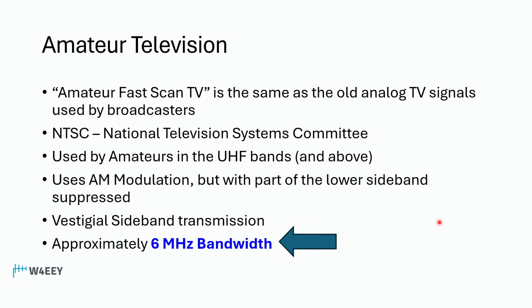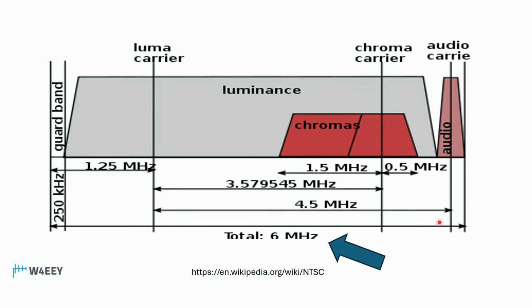Now, CW has a bandwidth of about 150 hertz. AM signals have a bandwidth of about 6 kilohertz. Single sideband signals have a bandwidth of about 3 kilohertz. FM transmissions have a bandwidth of about 10 to 15 kilohertz. TV has a bandwidth of 6 megahertz. It's really wide, and that's the reason why it's only used on UHF and above bands, because those are the only bands where we have the bandwidth to actually be able to transmit these signals coherently. So just keep that in mind.